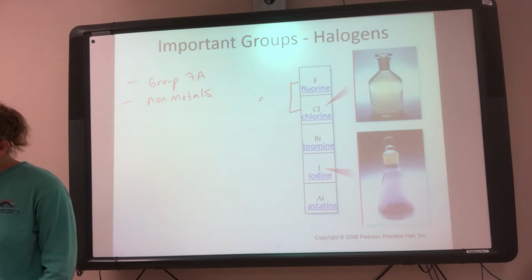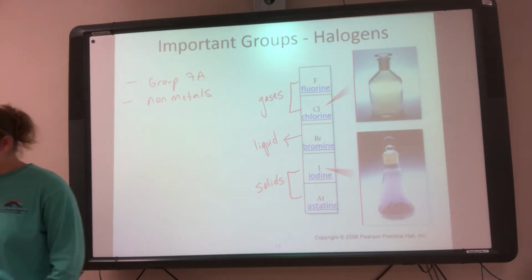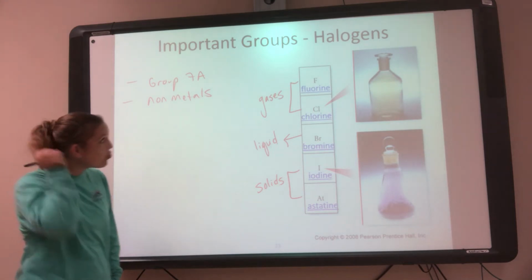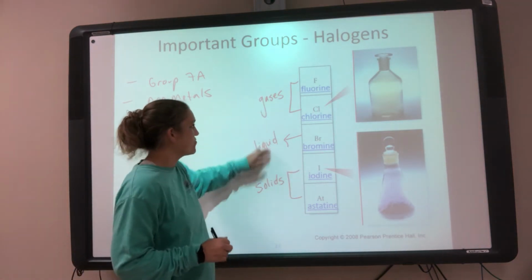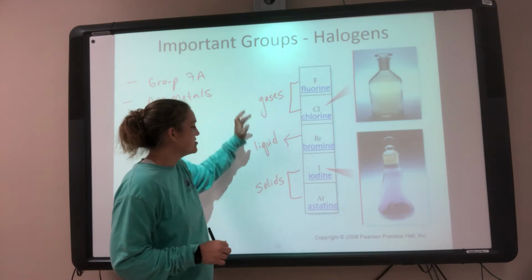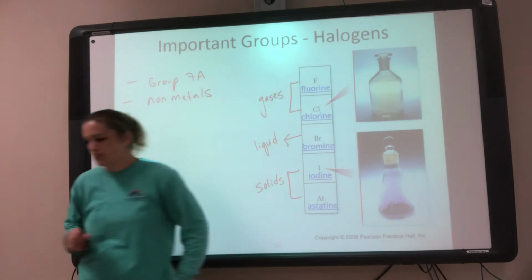So these two, fluorine and chlorine, we like to find them as gases. Bromine likes to be a liquid. And iodine and astatine like to be solids. So as I'm looking in just one group alone, I've got all three states. I've got gases, liquids, and solids.